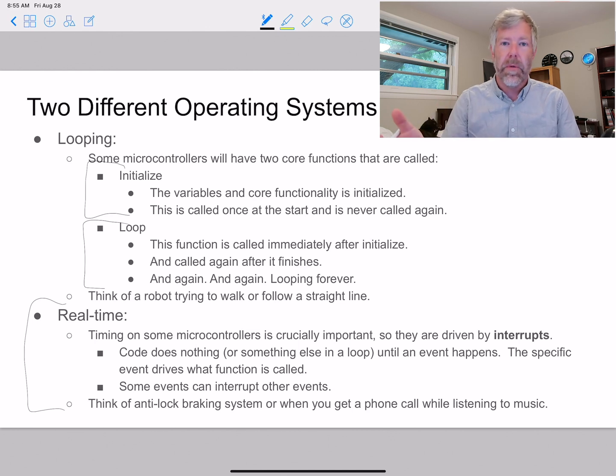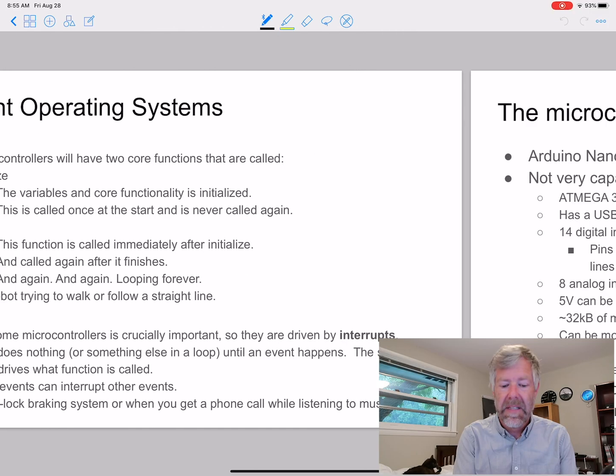So if I'm listening to a podcast or Pandora or whatever, and I get a cell phone call, then it interrupts everything, and then it starts doing the cell phone function, and it actually lets me talk on the phone or whatever. So it's all sort of interrupt driven. Those are the two types of systems: looping, doing the same thing over and over and over again, and real time, which is interrupt driven.